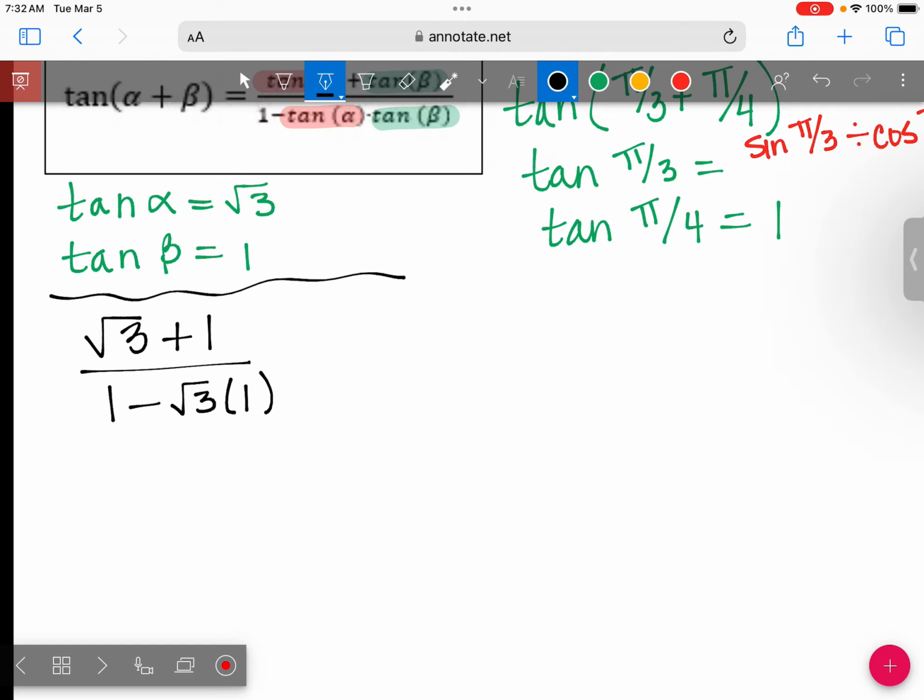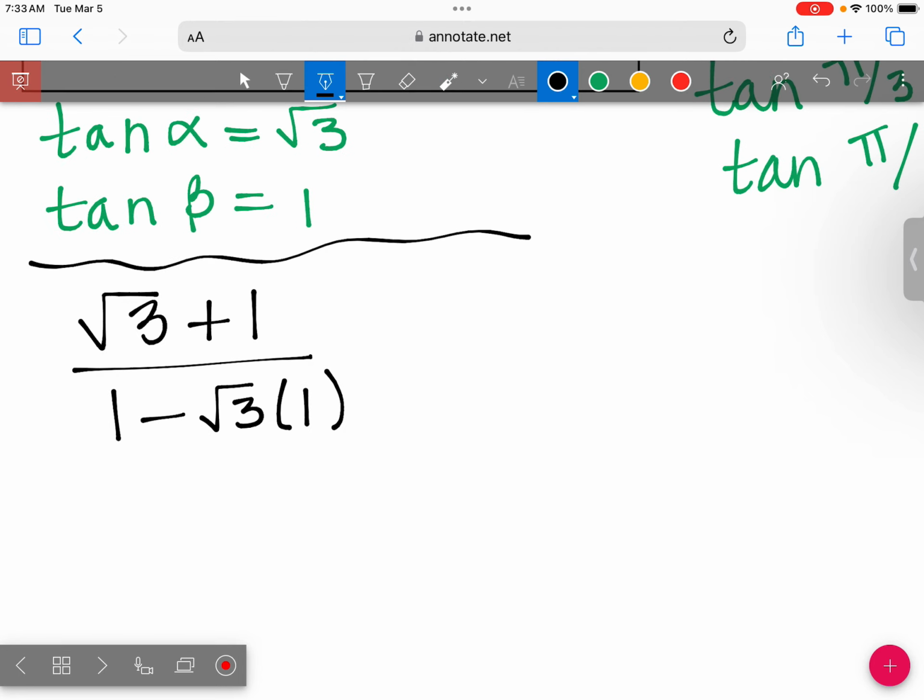Okay, so when you're adding two numbers, order does not matter, because 5 plus 2 would be 7, and so would 2 plus 5. When you're subtracting, though, it does matter. Is 2 minus 5 the same as 5 minus 2? You get different numbers, right? Order matters.